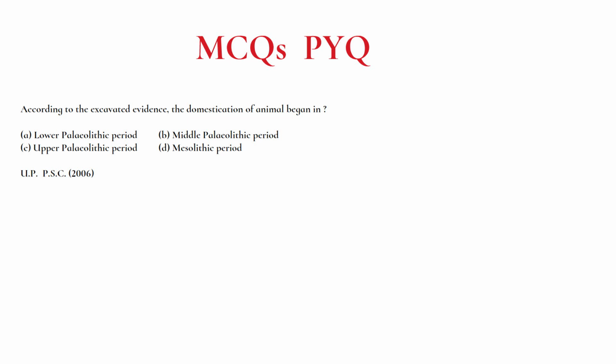Now let's take a look at some MCQs. First question. This question was asked in UPPSC 2006. According to the excavated evidence, the domestication of animal began in. So answer is D, Mesolithic period.